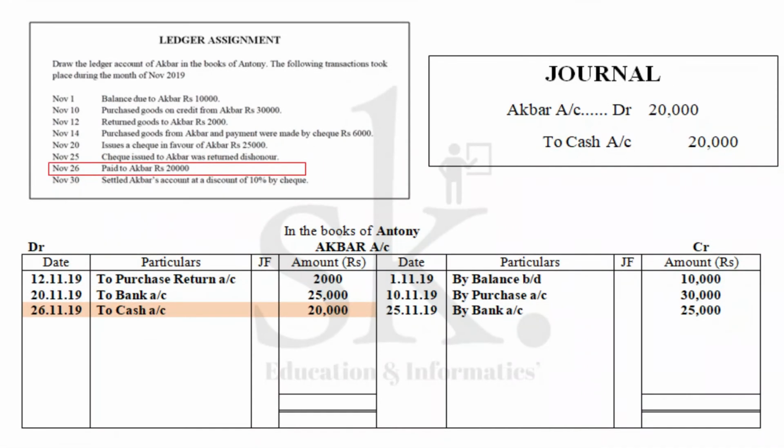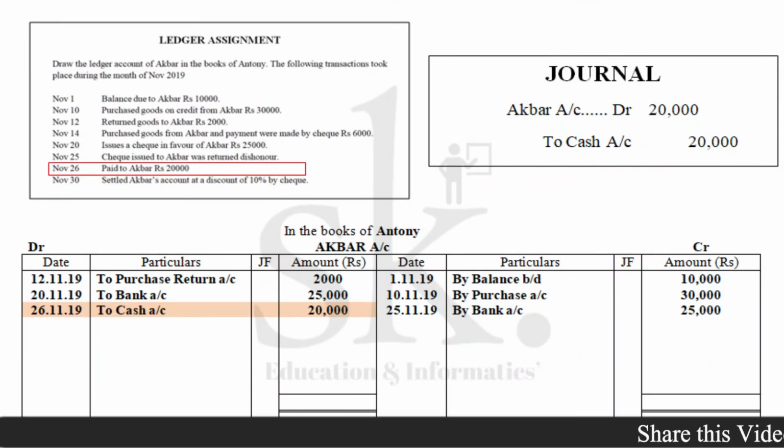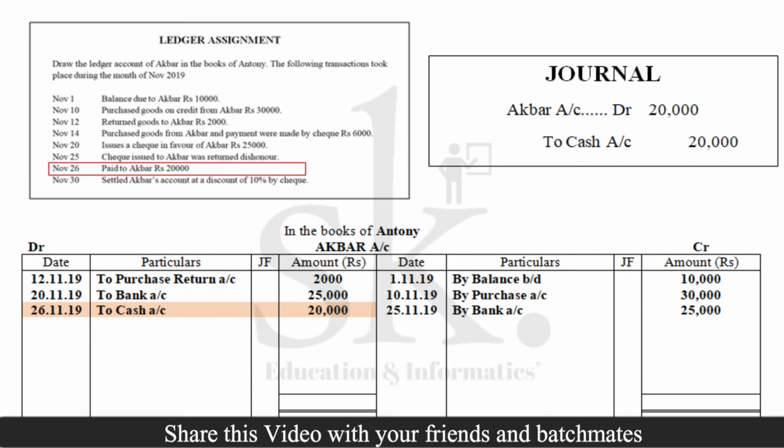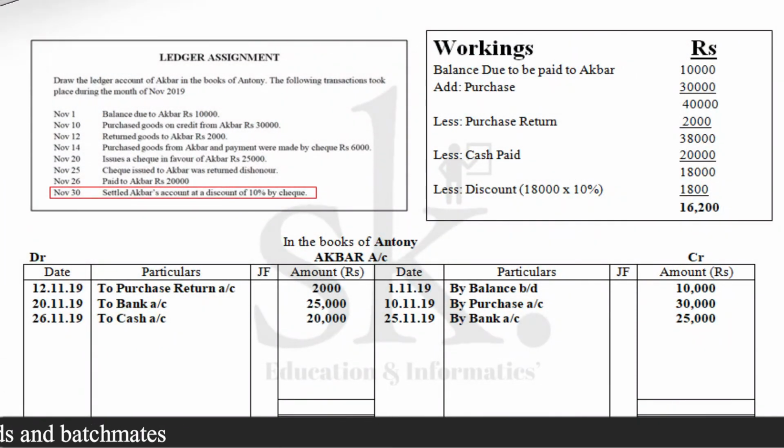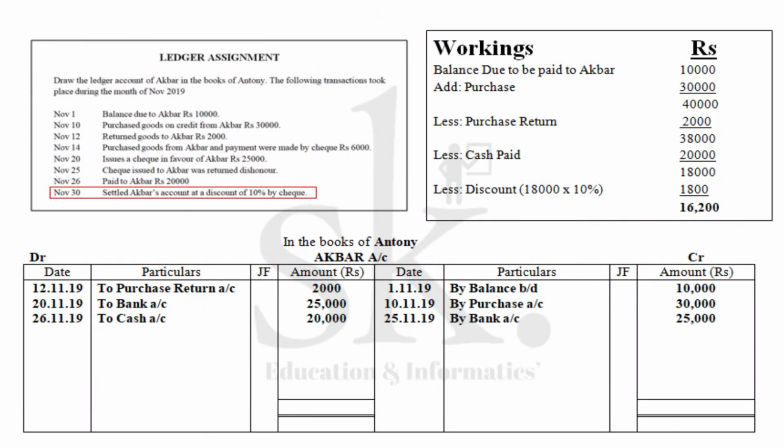On 26th of November, paid to Akbar rupees 20,000. So it will be Akbar account debit to cash. So on the debit side of Akbar's ledger, it's to cash account 20,000. Let's move on to the last transaction. On November 30th, settled Akbar's account at a discount of 10% by check.